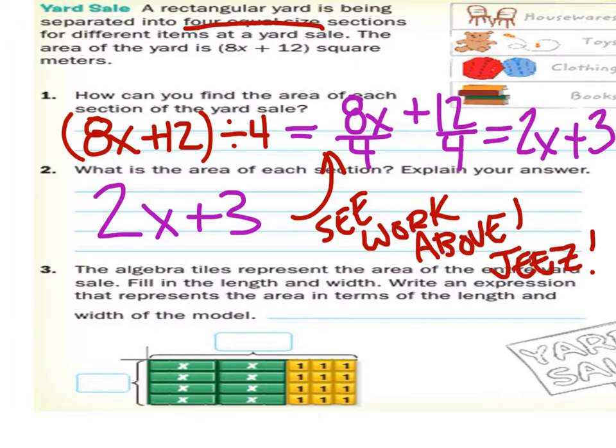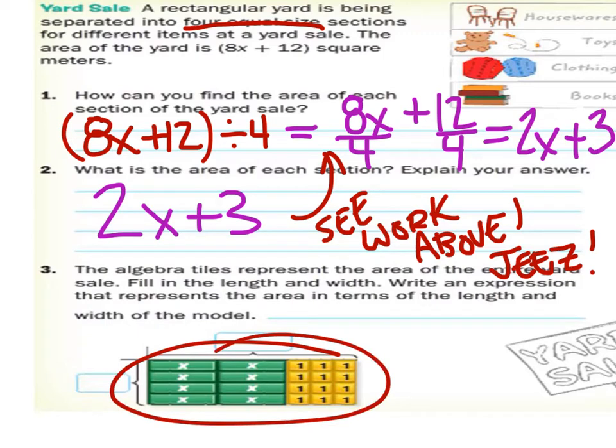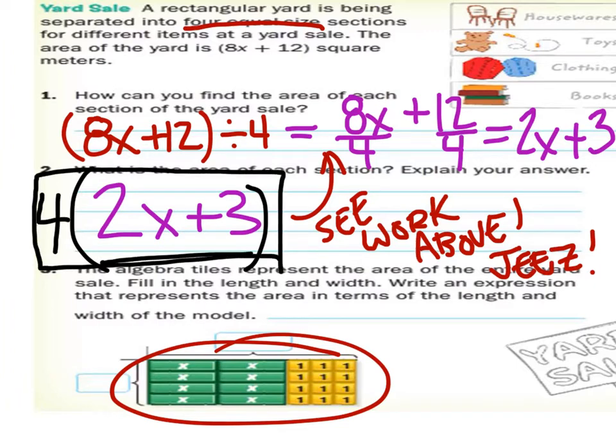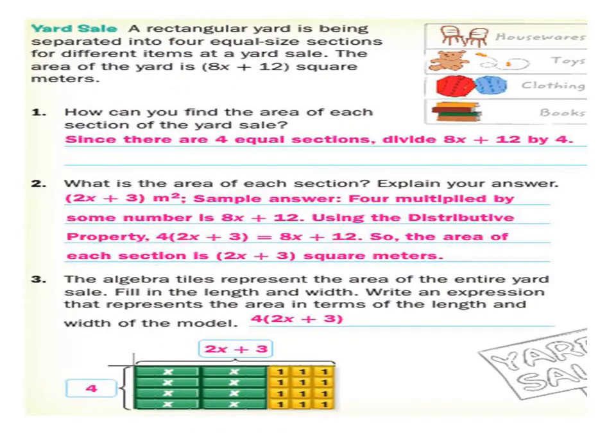You can do this bottom part with all of these nice, pretty tiles, but we're not going to. I'll show you the answers in a second. Now, with this 2x plus 3, how many of those sections were there? 4 of them. So this is the area of each section, and this is the area of all of the sections. Now if we distribute the 4, we'd get what we started with. I should point out it should be labeled in meters squared, because it's area.